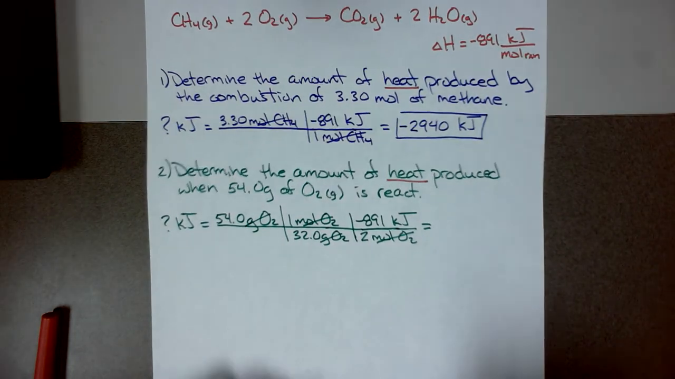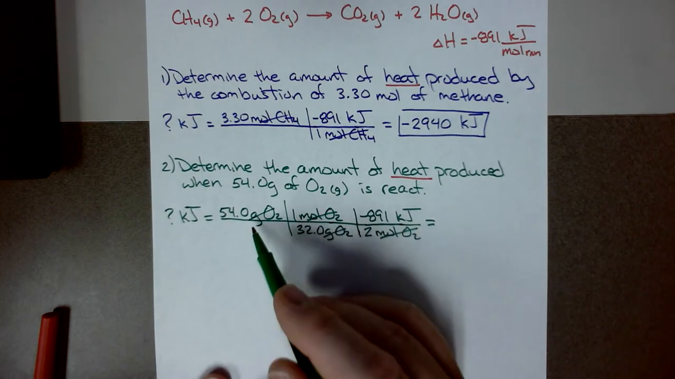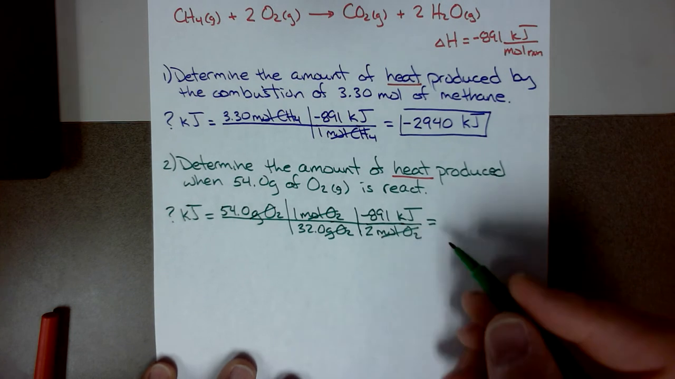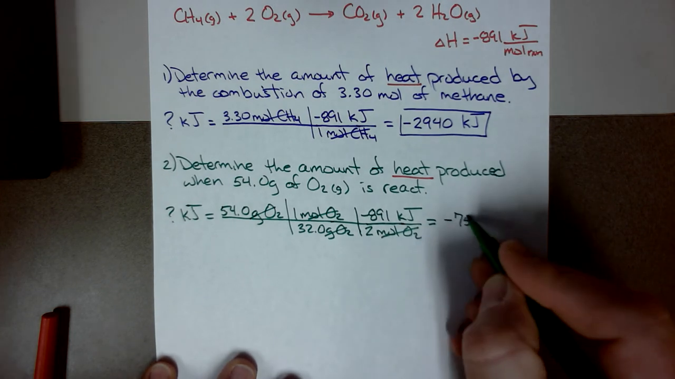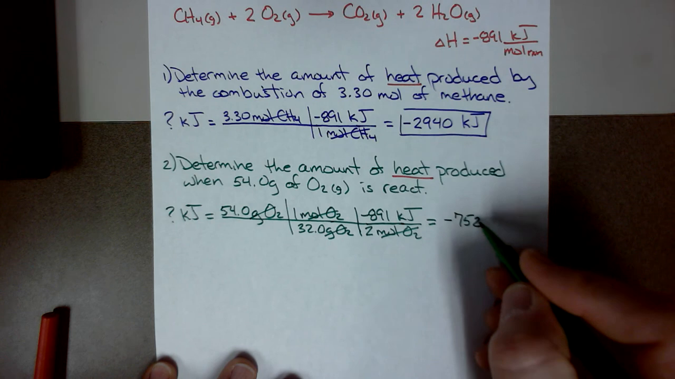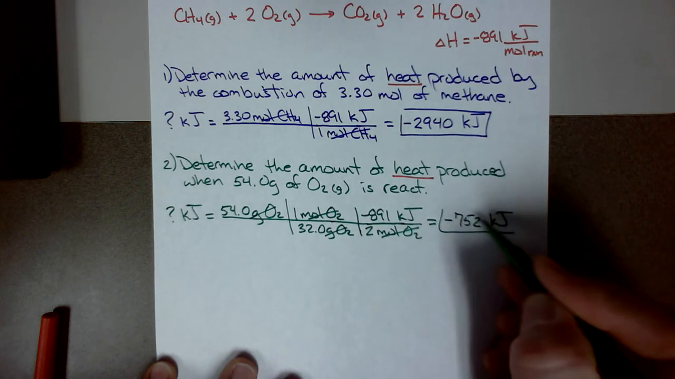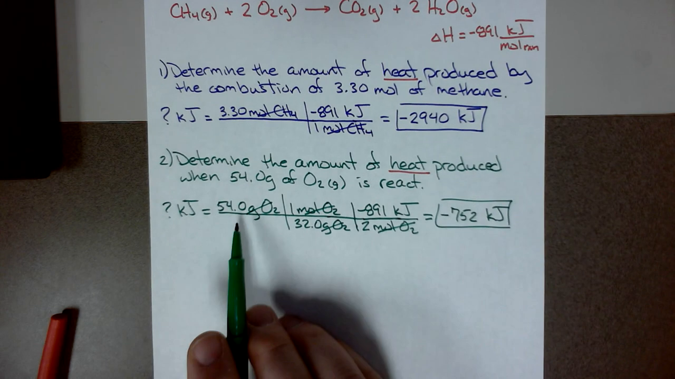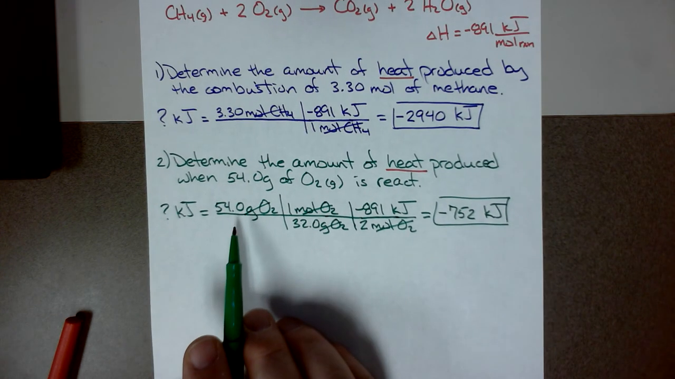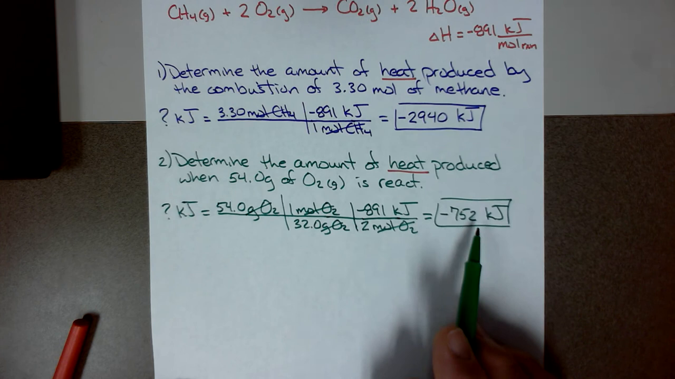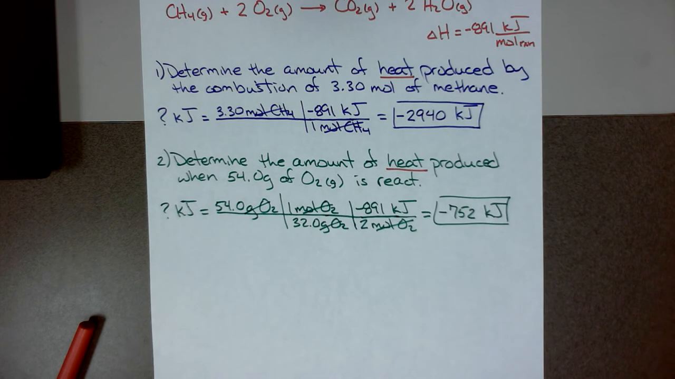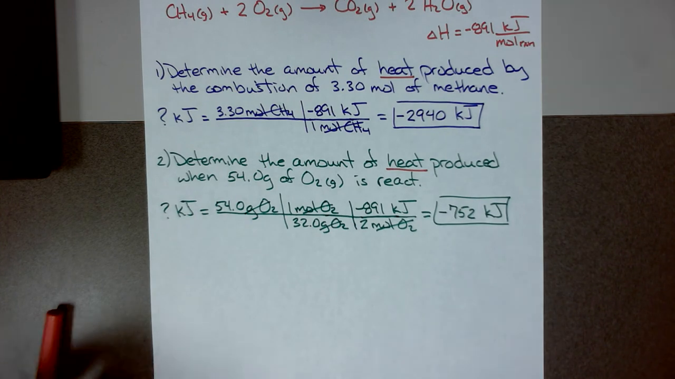Anyway, when I calculate this, multiply and then divide, I get a negative 752, that's 3 sig figs, kilojoules of energy produced. So by burning this much, 54 grams of oxygen, this is how much energy gets used. Okay, so let's look at another sample.